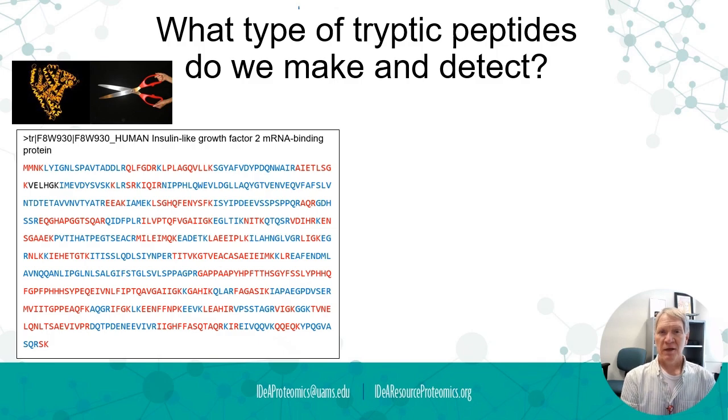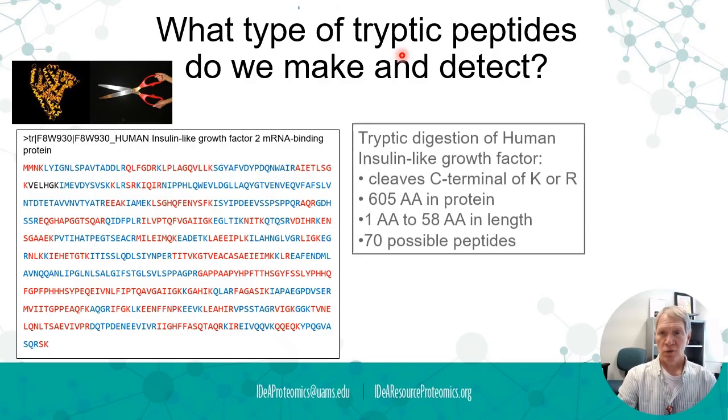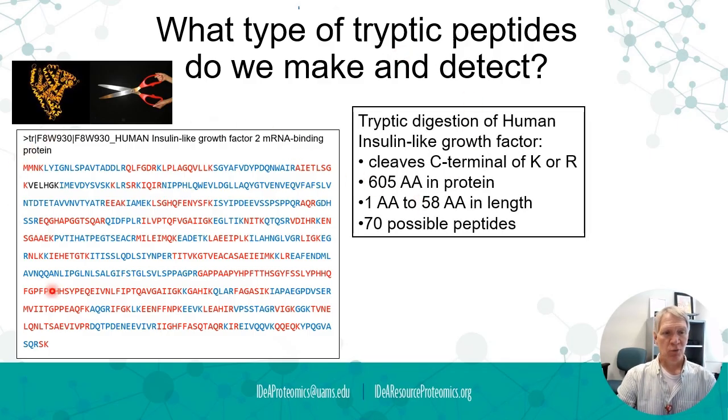Well, what type of tryptic peptides do we make and detect? Remember, trypsin is that proteolytic enzyme that will cleave specifically after a lysine or an arginine. An example here would be human insulin-like growth factor. This is the amino acid sequence, all 605 amino acids here, and if I were to subject that to trypsin at the right pH and concentration, that trypsin is going to come along and cleave after every R and every K, or every lysine and arginine in here, to create these smaller fragments, these smaller peptides of this entire protein.